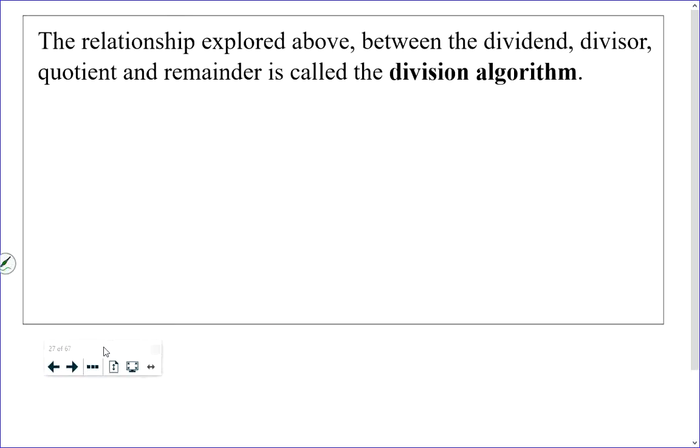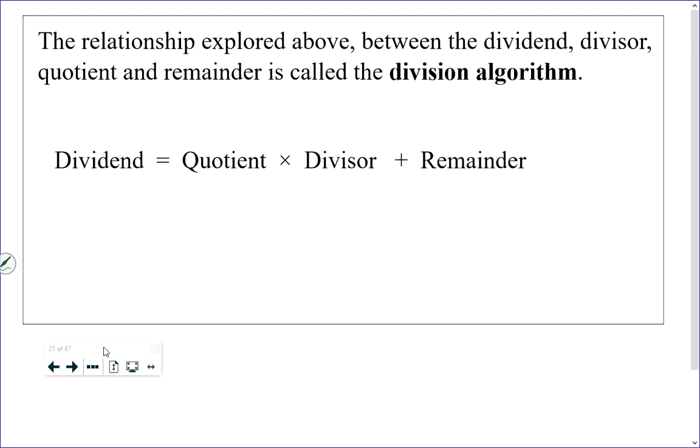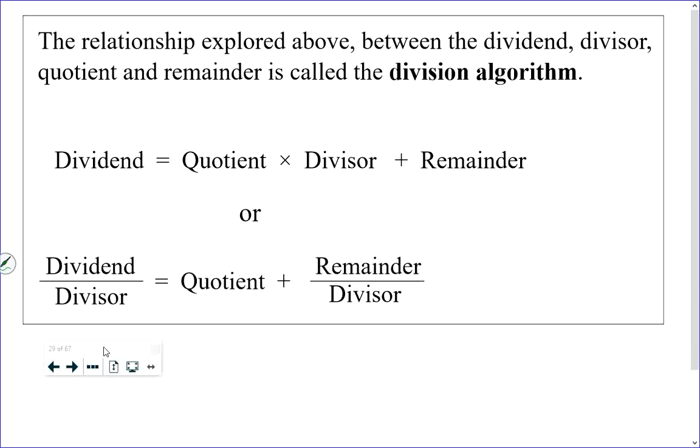The division algorithm tells us the relationship between the dividend, divisor, remainder, and quotient. An algorithm is a rule. That's what the word algorithm means. I think on your handout you may have brackets there instead of the multiplication sign. It doesn't really matter. So the dividend will always be equal to the quotient times the divisor plus the remainder, or the dividend over the divisor is the quotient plus the remainder over the divisor.